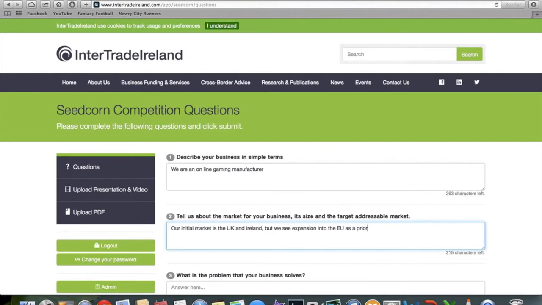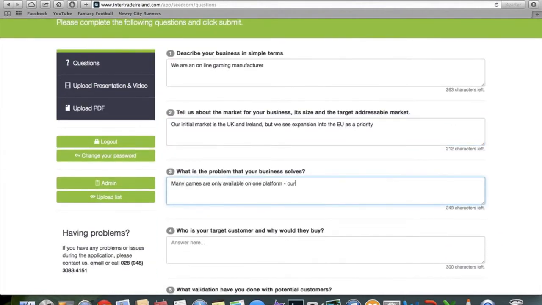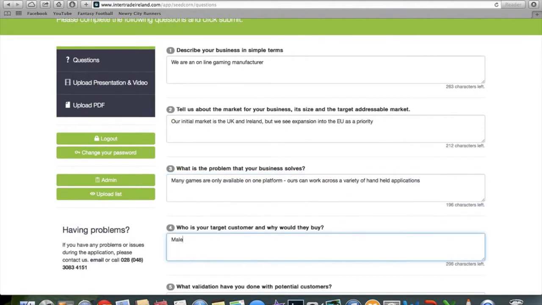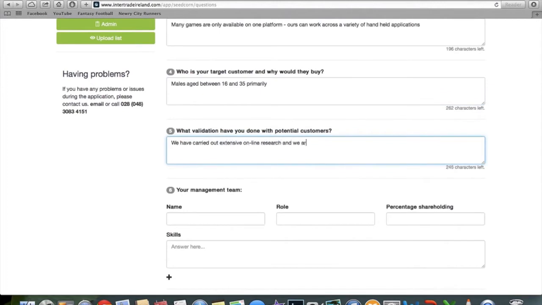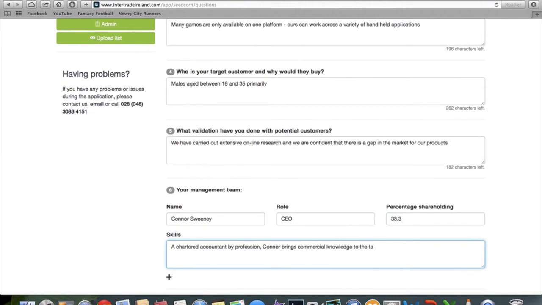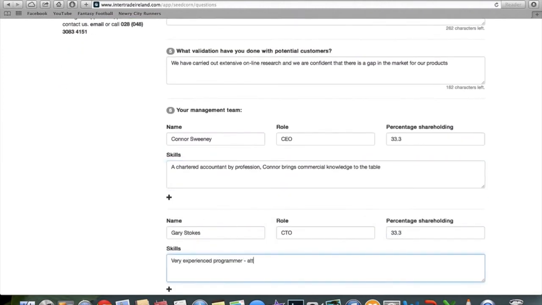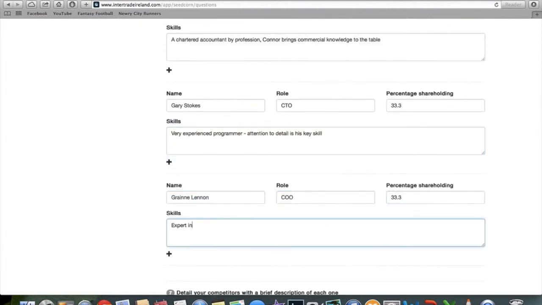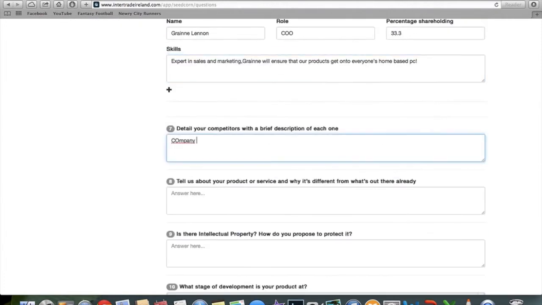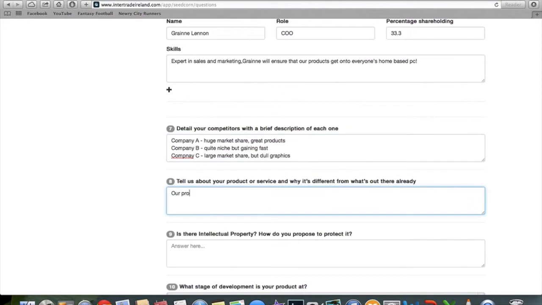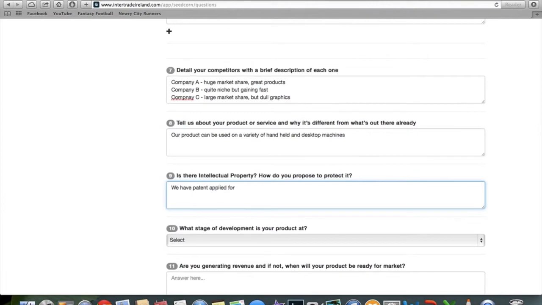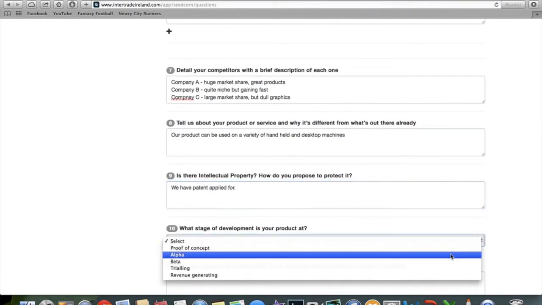Tell us about your business in general. Tell us about the size of the addressable market. Tell us about the problem that your business solves. Who's the target customer? What steps have you taken to validate that a market exists? We want you to list the name, role, percentage shareholding and skill sets of each of the management team. Click on the plus button to add the details of any additional members. List your main competitors and tell us a little bit about their strengths and weaknesses. Tell us what's different about your offering. Can you protect your idea? What stage of development is your product or service at?